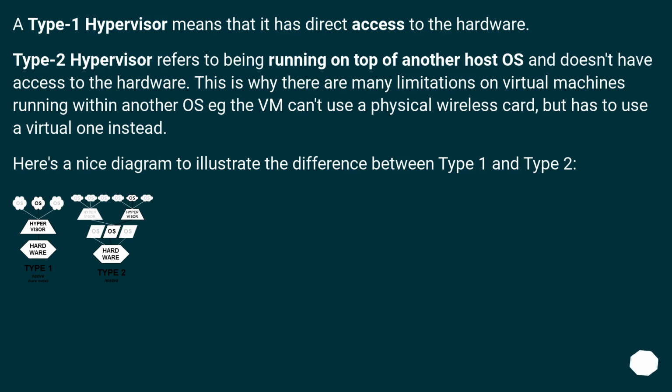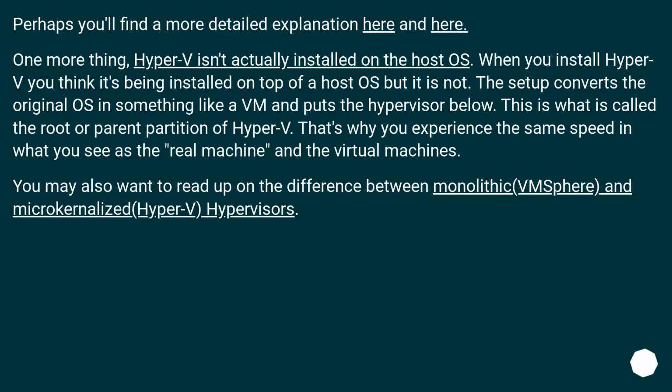Here's a nice diagram to illustrate the difference between Type 1 and Type 2. Perhaps you'll find a more detailed explanation here and here.